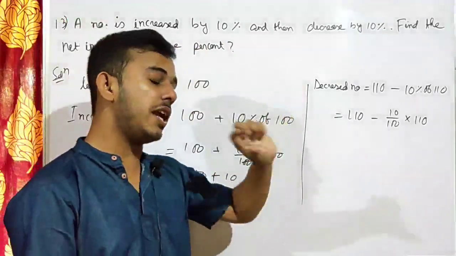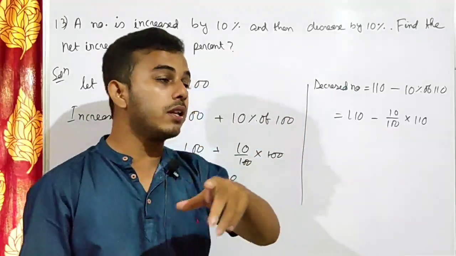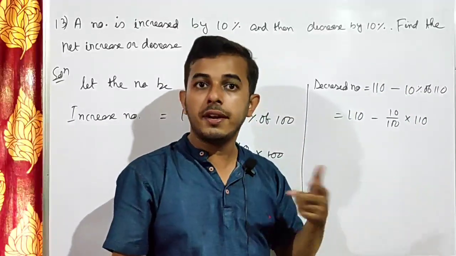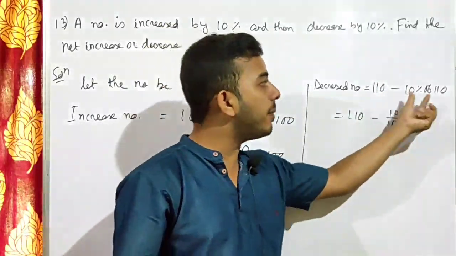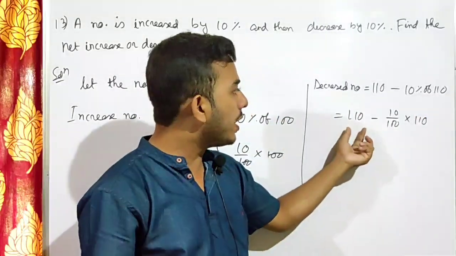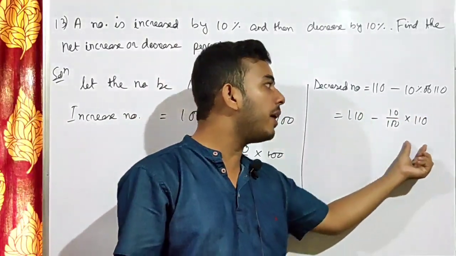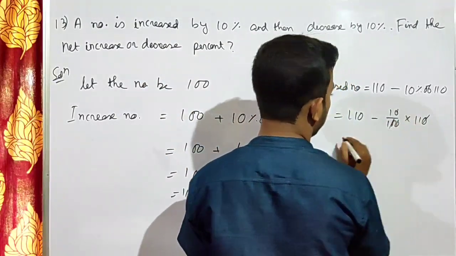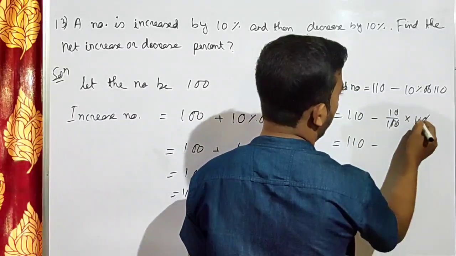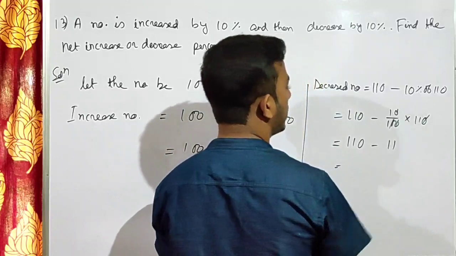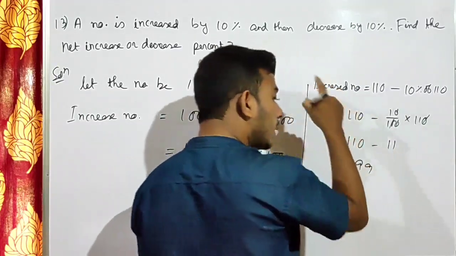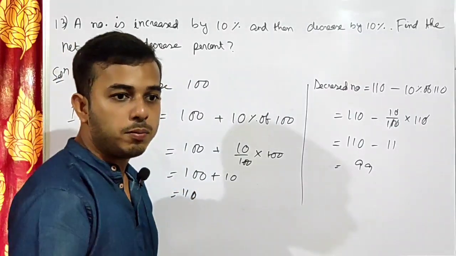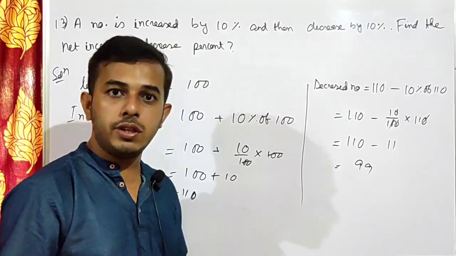So here what is written? A number is increased by 10% and then decreased. From the increased number we have decreased 10%. So here the decreased number will be 110 minus 10% of 110. So 110 minus 10% means what? 10 divided by 100 into 110, then this 0 and this 0 cancel, so what is left? 110 minus 11 into 1 is 11, isn't it? So 110 minus 11 is how much? 99. Look, there is a difference, isn't it? At first what I told you, if I give 10 rupees and you give 10 rupees back, will there be any difference? No.